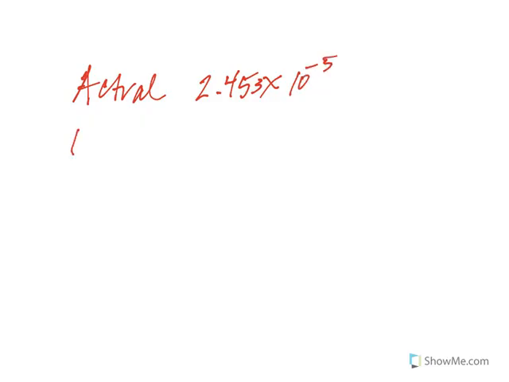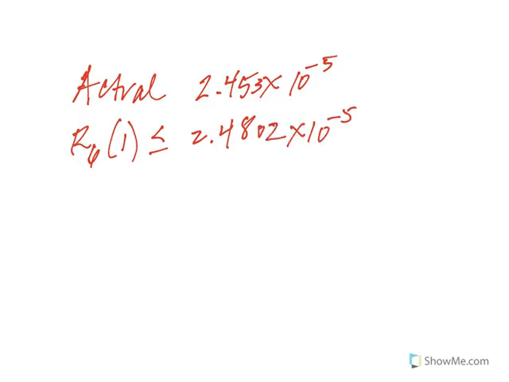Now, it's not Friday, but I know last Friday I didn't give you a fascinating fact, but I actually did this on a graphing calculator. And if I actually take p sub 6 of 1 minus the cosine of 1, what I get for the actual difference is 2.453, I'll go to 3 decimal places, times 10 to the negative 5th. And my r sub 6 of 1 is less than or equal to 2.4802 times 10 to the negative 5th.